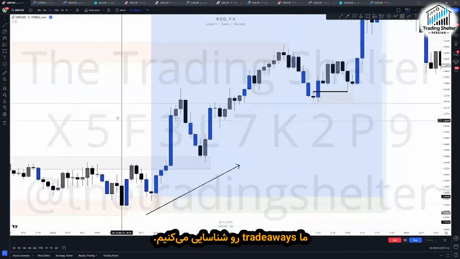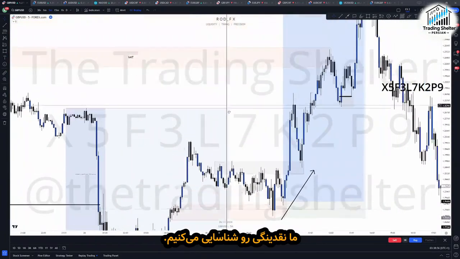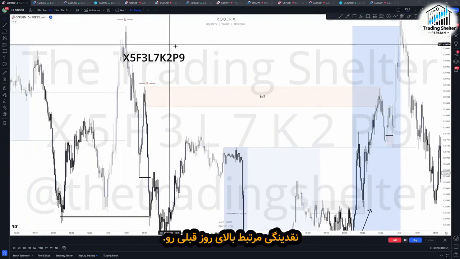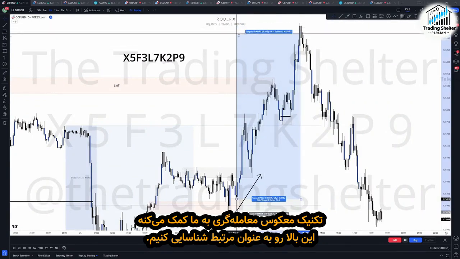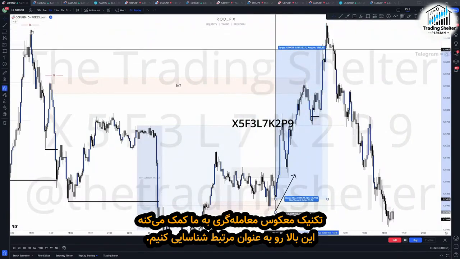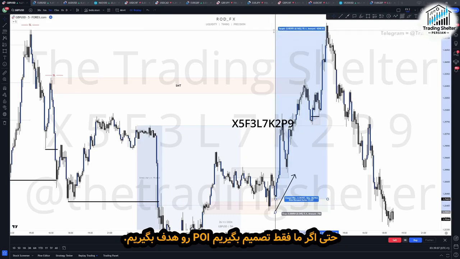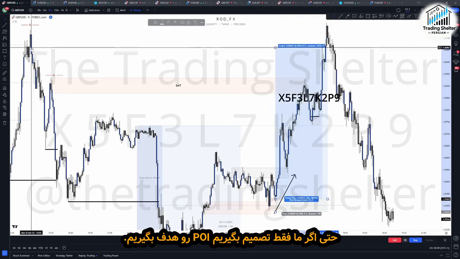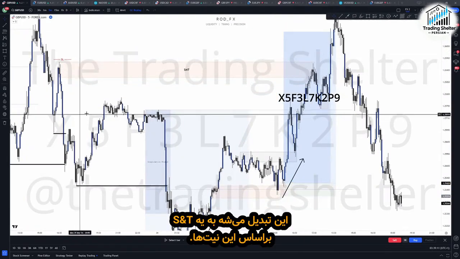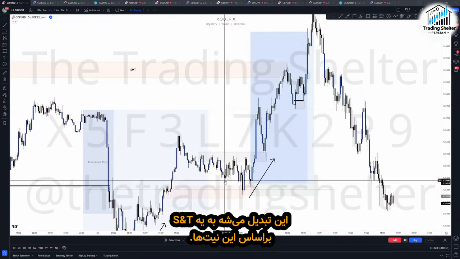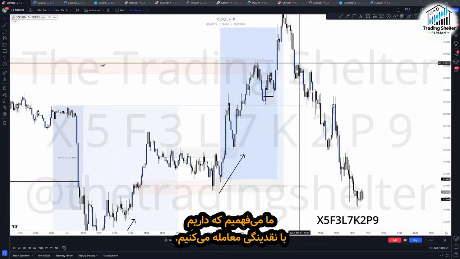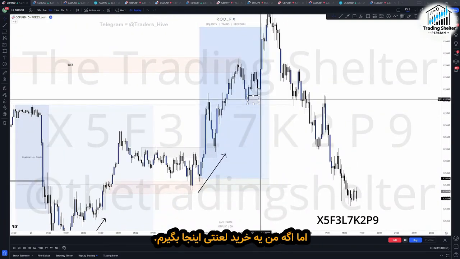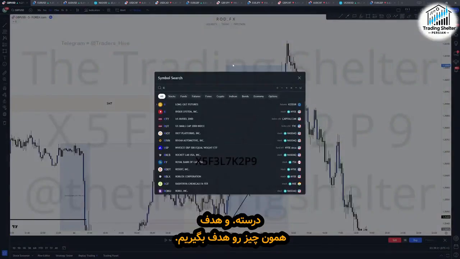We identified the tradeaways. We identified the liquidity, the most relevant liquidity of previous daily high. A reverse trading technique helps us identify this high being relevant, even if we just decide to target the POI. This becomes an SMT based on these intentions, right? We understand that we're trading with the liquidity. Take a buy here, right? And target the same thing.